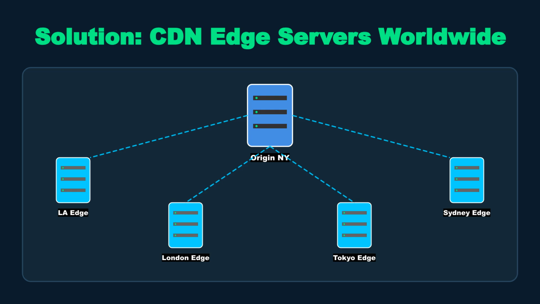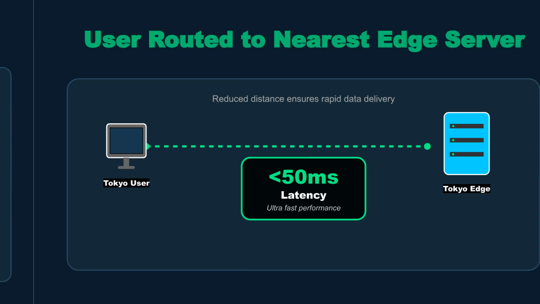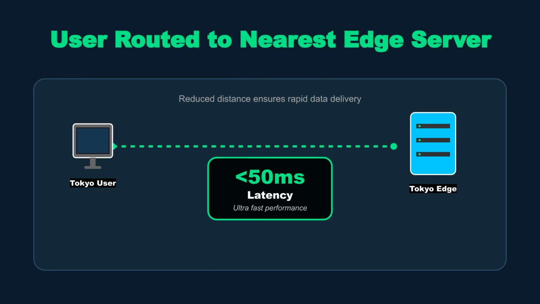The CDN solution involves deploying edge servers globally. These distributed servers, located closer to users in locations like London, Tokyo, LA, and Sydney, act as intermediaries to speed up content delivery. With a CDN, a user is routed to the nearest edge server, for example, the Tokyo edge. This greatly reduced distance ensures rapid data delivery, resulting in ultra-low latency, often less than 50 milliseconds.